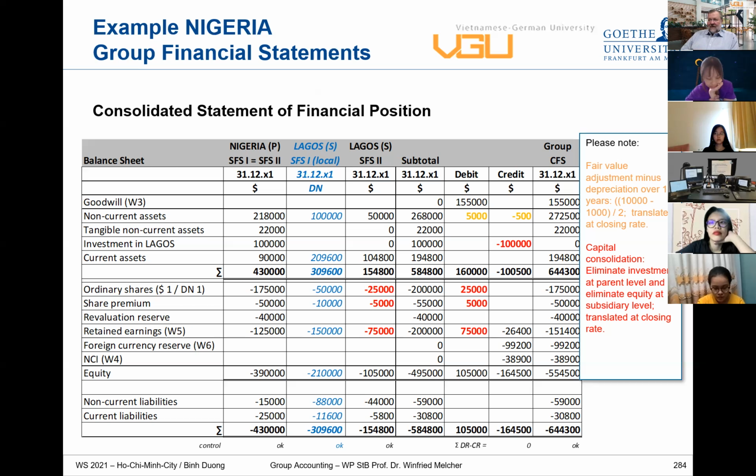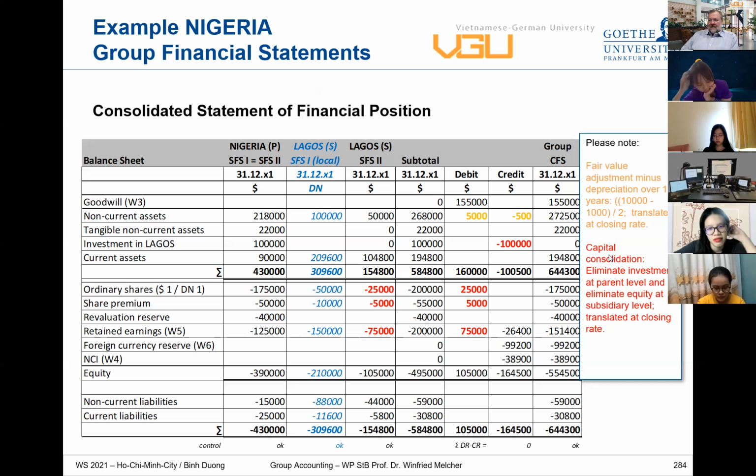So 218,000 plus 50,000 equal $268,000. And then we take into account that we have a debit of 5,000. So that was 10,000 divided by 2. And the 500 is the 1,000 divided by 2, because we are looking at the balance sheet. And in the balance sheet, we have an ending dollar amount of 272,500 because we use the closing rate of 2.